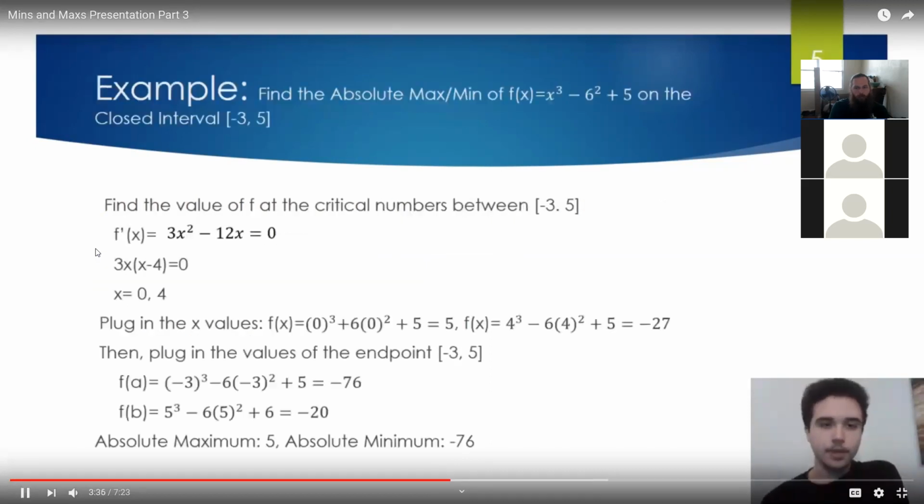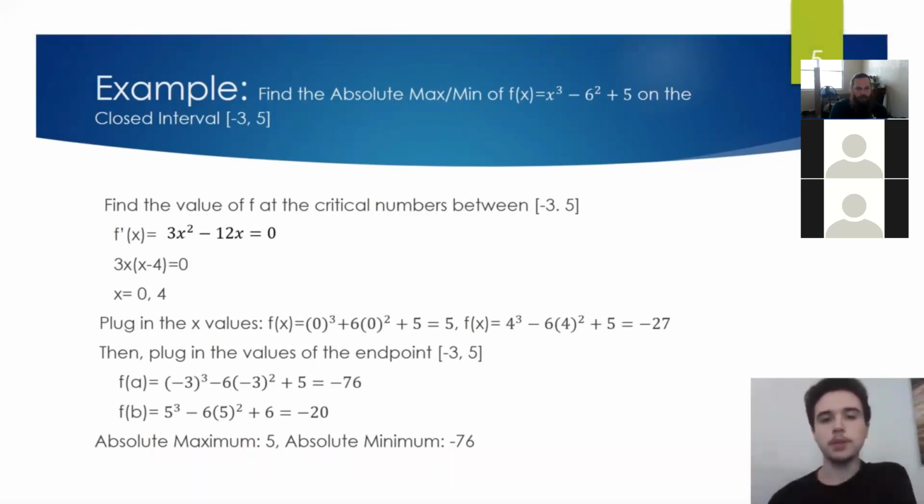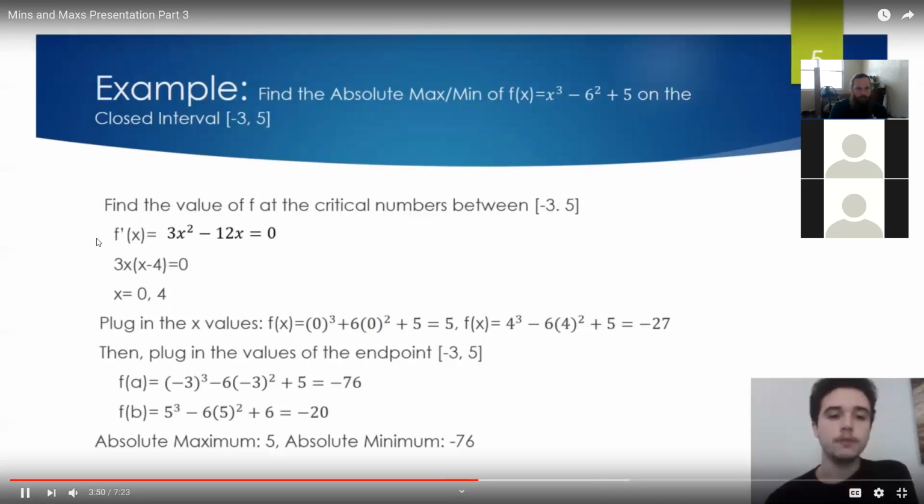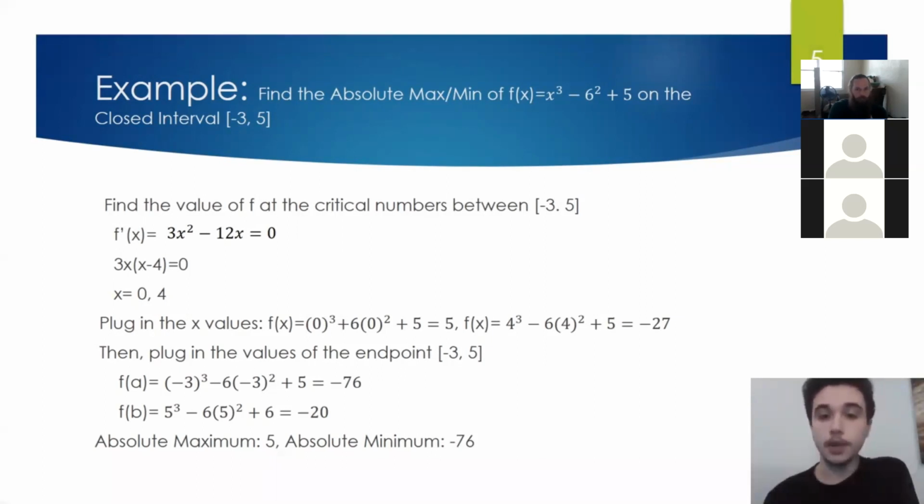In our first example here, we're going to want to find the absolute maximum and minimum of the function f of x equals x cubed minus 6x squared plus 5 on the closed interval -3 comma 5. So the first thing we're going to do is find the value of f at the critical numbers. So the first thing we do is we take the derivative of the function we see at the top, x cubed minus 6x squared plus 5, using the power rule, and we get 3x squared minus 12x, and we set that equal to 0.